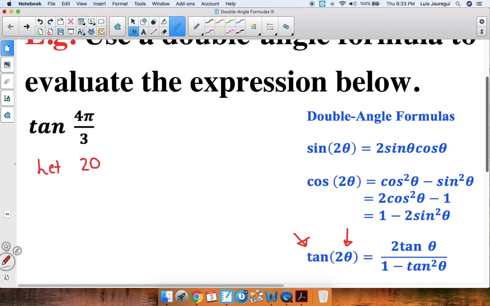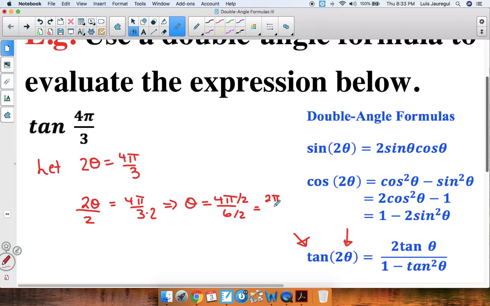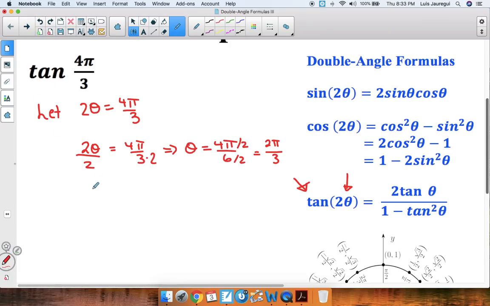Let 2 theta be equal to 4 pi over 3. Now the next thing we want to do is to isolate the theta. That is, let's leave the theta by itself. So we have 2 theta is equal to 4 pi over 3. Let's go ahead and divide both sides of the equation by 2. So this implies that theta is equal to 4 pi over 6, because 3 times 2 gives you the 6. Now let's divide both numerator and denominator by 2, so we get that theta is in reality 2 pi over 3. Now with that in mind, we can rewrite this particular expression as follows.